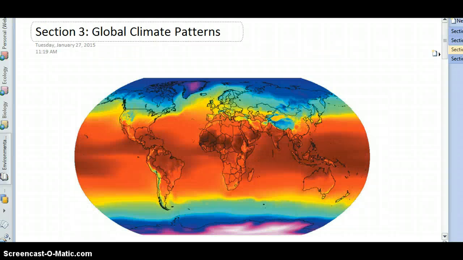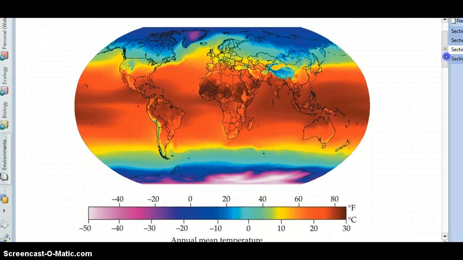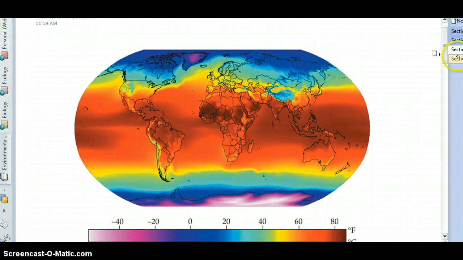All right, let's just get started on section 3 a little bit, global climate patterns. Of course, we talked about the equator being closer to the sun and getting more direct sunlight, so it warms up more. It's those tropical climates, and that's demonstrated here. We have the average temperature for these different areas.